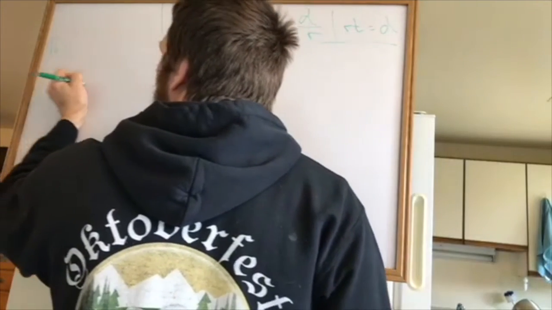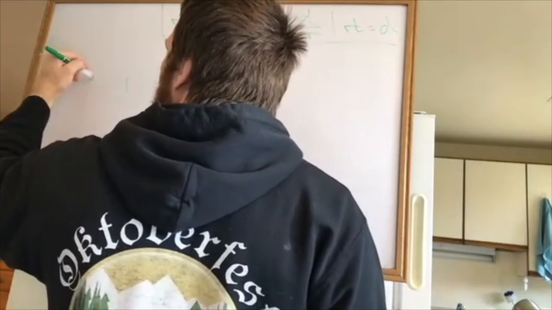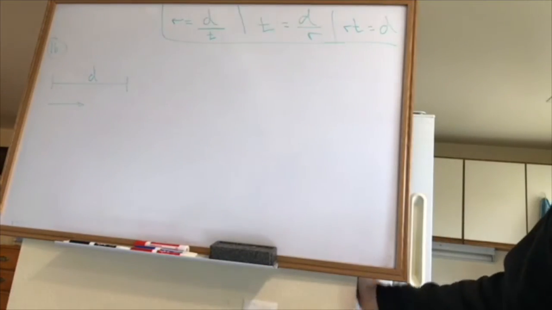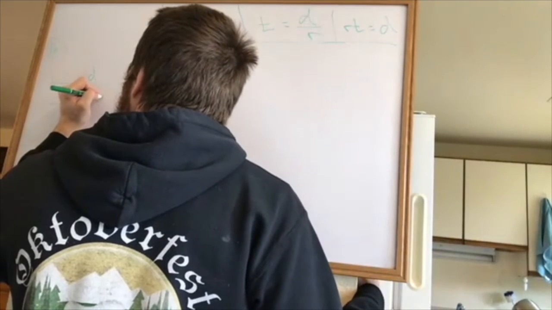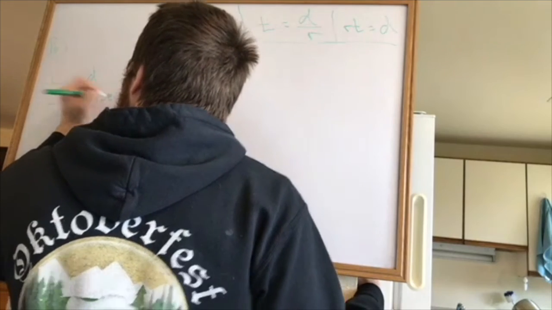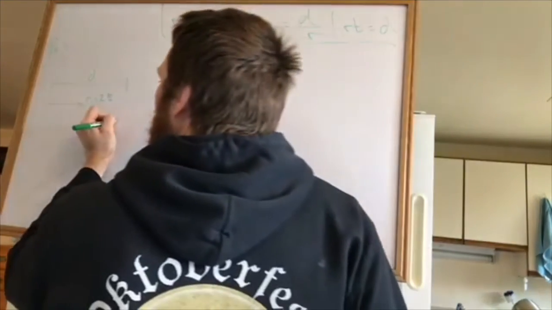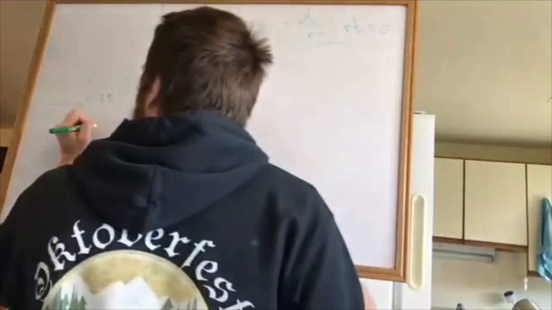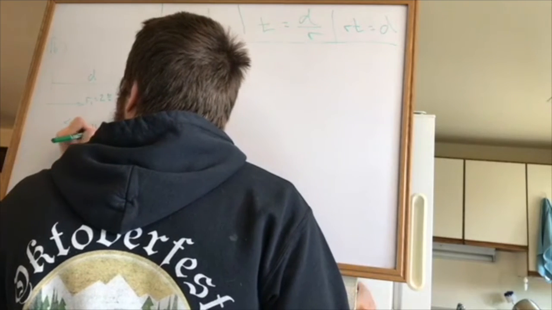So I have to draw this out. I'm going to say, okay, she's going to go out some distance. We'll call it D. And she's going to go out at a rate of, we'll call this R1, and we'll say 2 kilometers an hour. Okay, so she's going out at R1 is 2 kilometers per hour. She goes back at a different rate. R2 is 4 kilometers per hour.